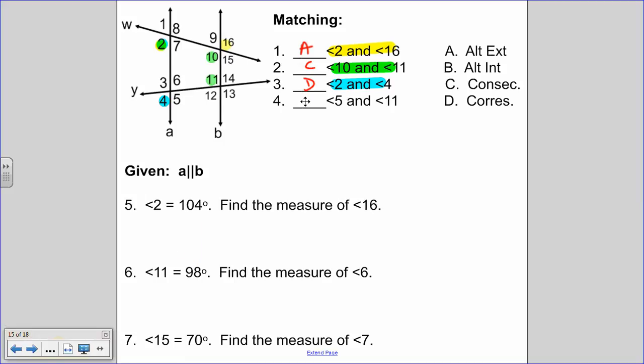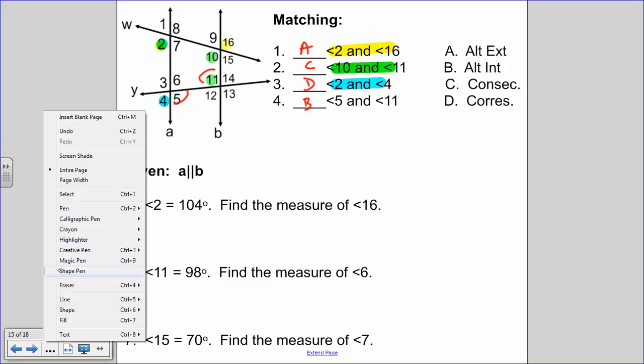And lastly, that leaves 4 to be B, alternate interior, because 5 and 11 are both between A and B, so they're in the interior region, but on different sides. Okay.